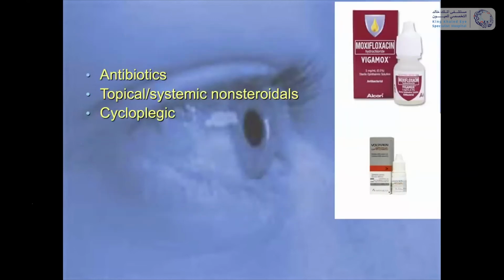Usually we add antibiotics as prophylaxis and to treat also if there is a mixed infection. Monotherapy like Vigamox can be adequate. Topical and systemic non-steroidals are important to control the pain. Cycloplegic is also important.